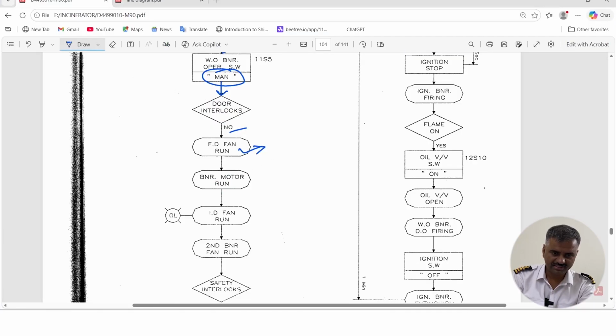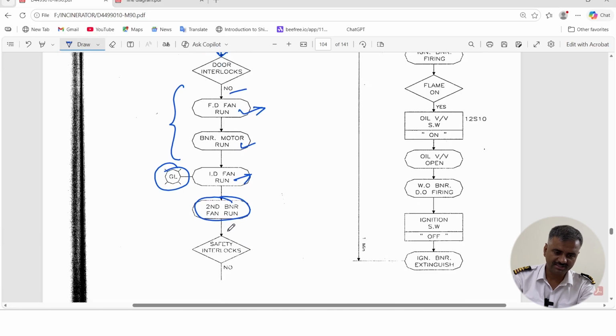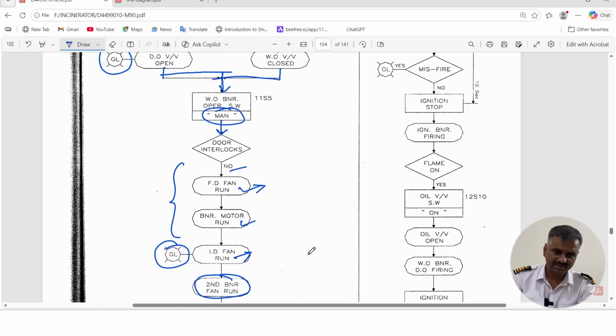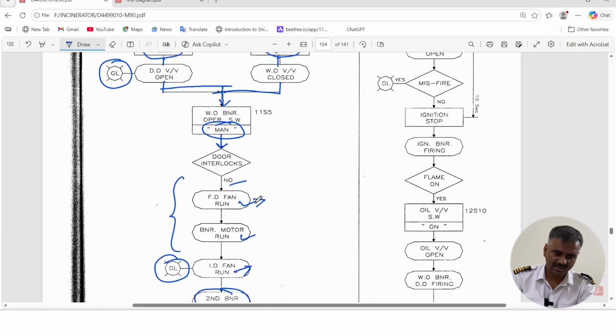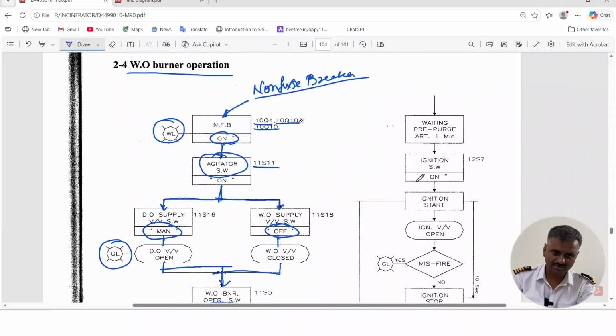Now the FD fan will start running. Then your burner motor will start running, then your ID fan will start running. It will give a green lamp. That means these checks are being done. So the ID fan will start running and the second burner fan will also start running. Now the second burner fan will check that the safety interlocks are not there. Which are the safety interlocks? Safety interlocks regarding the door interlocks. Again it will check that safety interlocks are not there.